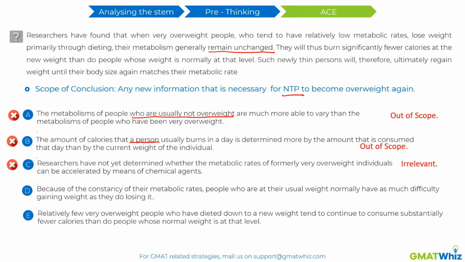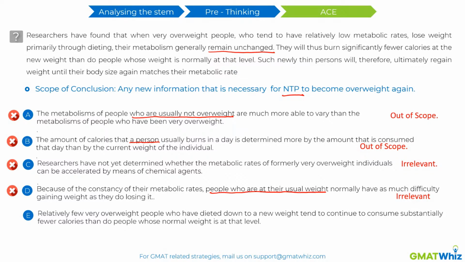Because of the constancy of their metabolic rates. Whose metabolic rates? People who are at their usual weight. So I'm not even talking about very overweight people who have recently lost weight. Normally have as much difficulty gaining weight as they do losing it. So this is not talking about the right category of people, therefore it's irrelevant. We're left with E. In the exam scenario, you can just mark E and be done with it. A lot of you may not have zeroed in on E because a lot of you did not participate in the answers. Could be because you didn't read it properly.